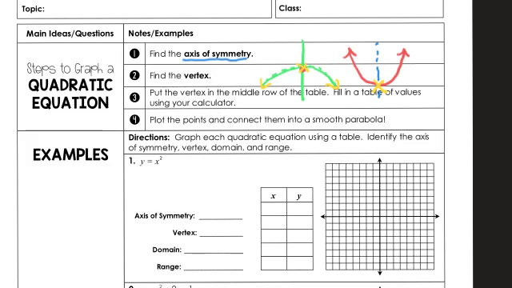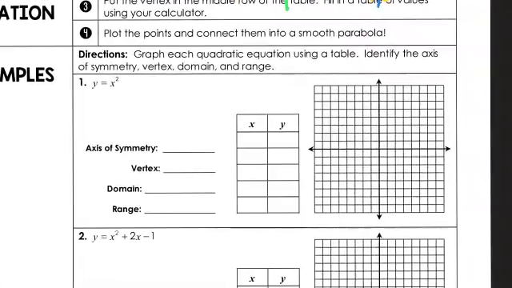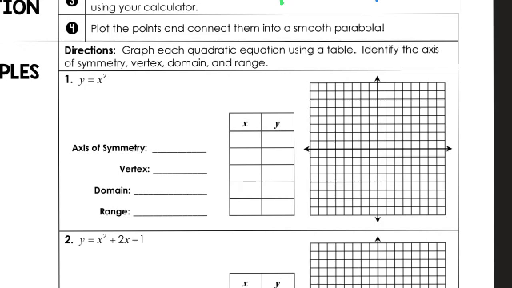So here it says you find the axis of symmetry, find the vertex, put the vertex in the middle row of the table, then fill in the table of values using your calculator. Plot the points and connect them into a smooth parabola. Graph each quadratic equation using a table. Identify the axis of symmetry, vertex, domain, and range.